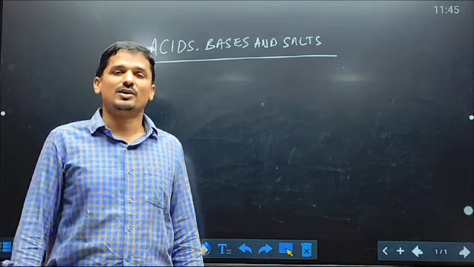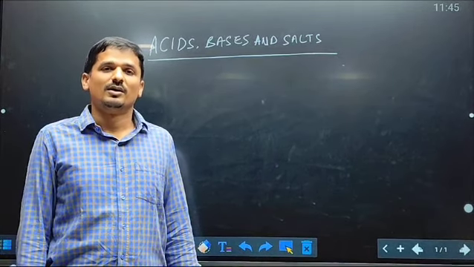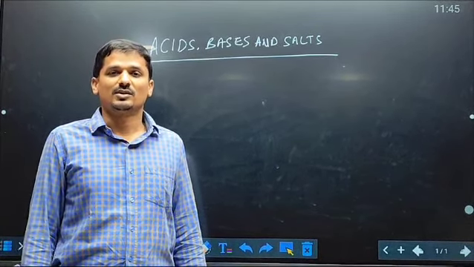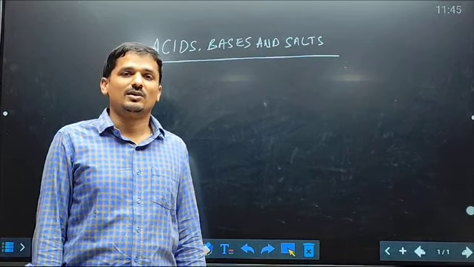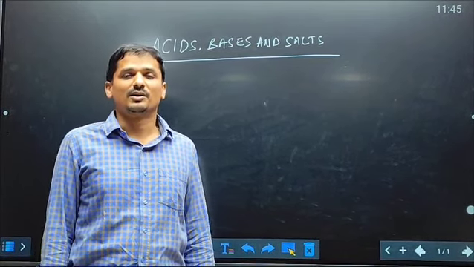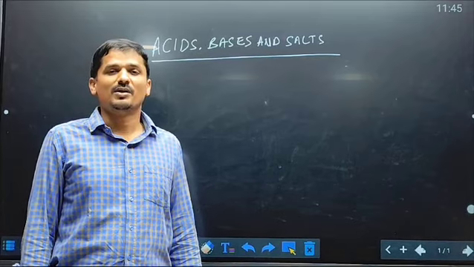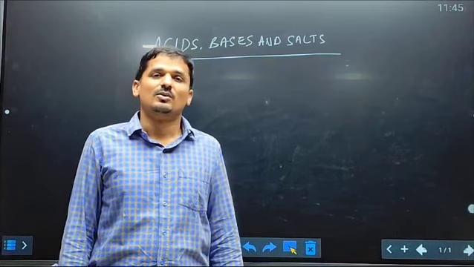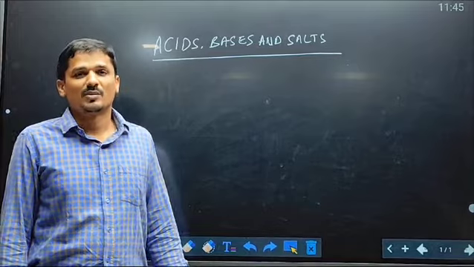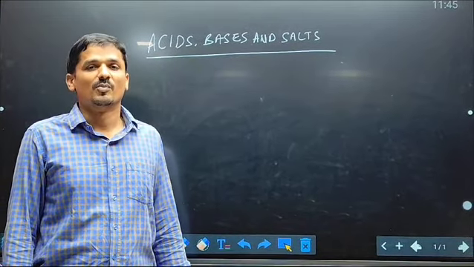There are other natural indicators, including turmeric. Turmeric can act as a natural indicator. Other than natural indicators, there are synthetic indicators like phenolphthalein and methyl orange. Now let us understand the chemical properties of acids and bases.